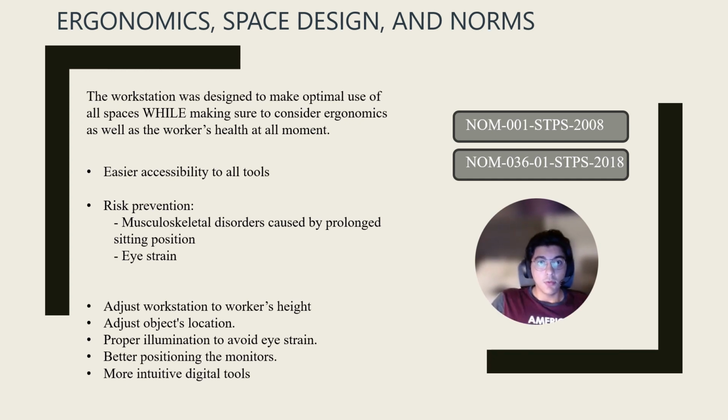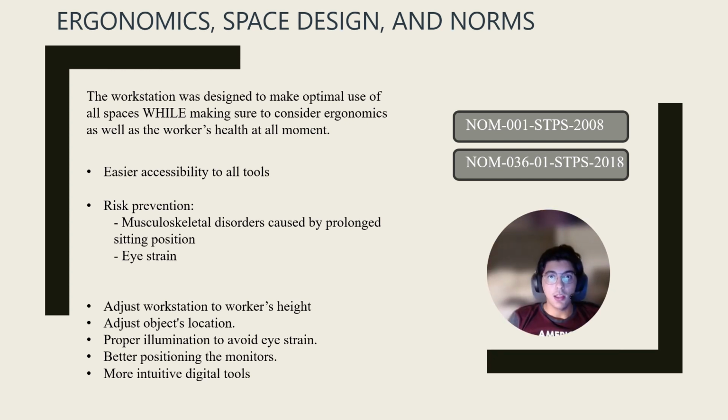Not only this, but everything was positioned in such a way in order to prevent risks such as musculoskeletal disorders caused by prolonged sitting positions or by reaching too far for objects, as well as preventing eye strain caused by the constant exposure to blue light from the monitors at close range. By doing all of this, as well as some other prevention measures to further improve the working conditions of the security guards, the STPS norms number 1 and 36 are being properly enforced. In other words, the workstation promotes a safe environment that contributes to better health.